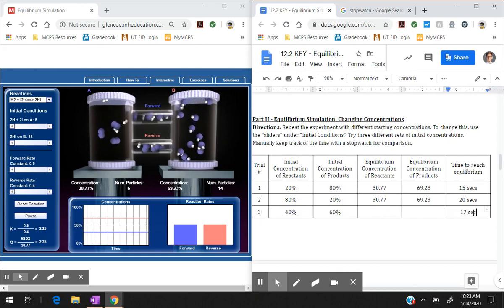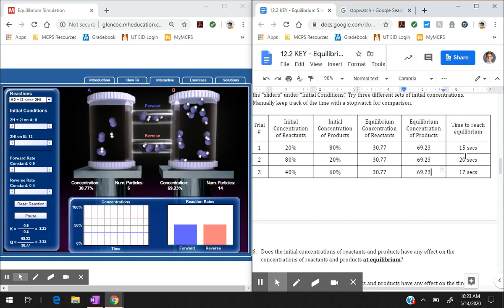So it's interesting. And again, it's not the most accurate of demos, but the key idea here is that the equilibrium concentrations are going to stay the same regardless of what we start with. And then the time that it takes to reach equilibrium may also change. So it looks like here, when we had a higher concentration of reactants, it took us longer to reach equilibrium. When we had fewer reactants, we were able to reach equilibrium a lot faster.